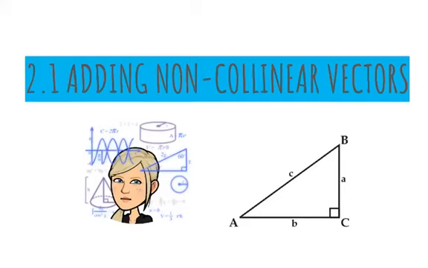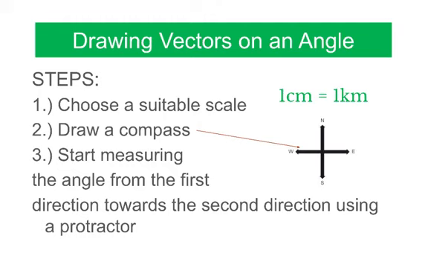Hi everyone, and this is 2.1, adding non-collinear vectors. So we're going to start by just learning how to draw vectors on an angle, and the steps start off with a suitable scale. We've done this before. For instance, if I was given a vector in kilometers or meters, I can't possibly fit that onto a piece of paper, so I'm going to convert it into a number of centimeters.